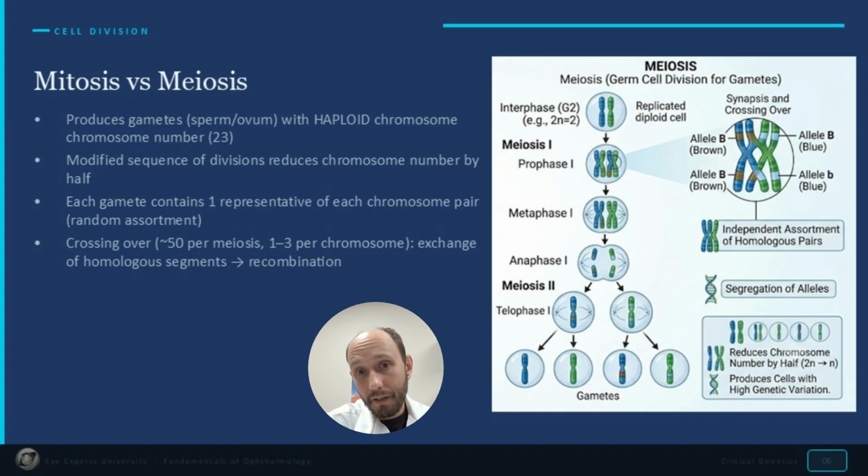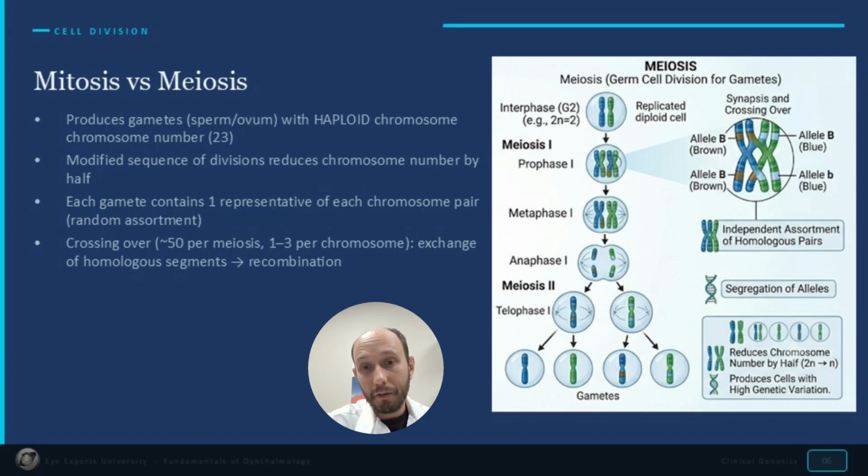So the gametes are haploid. They only have 23 chromosomes. They don't have a pair. The reason for that is when the sperm meets the egg, the haploids will merge to create a new cell. That's why the new cell has the same number of chromosomes as the original cells from which the gametes were derived. So we have the correct number of chromosomes afterwards.